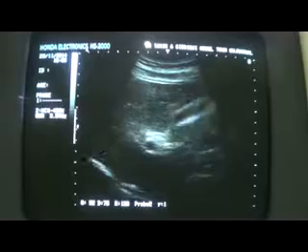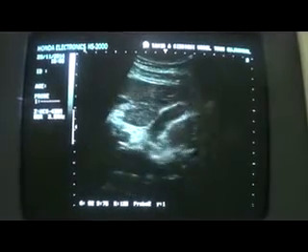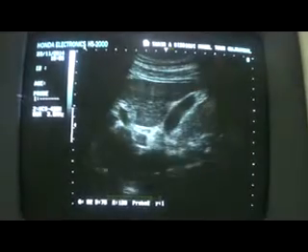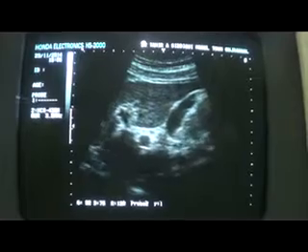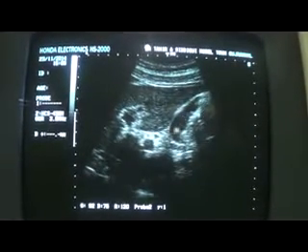I will have to ask the patient to take a deep breath and hold it. Now patient has taken a deep breath. He is holding the breath, and here you can see, we see a better view of the gallbladder. This is the gallbladder.